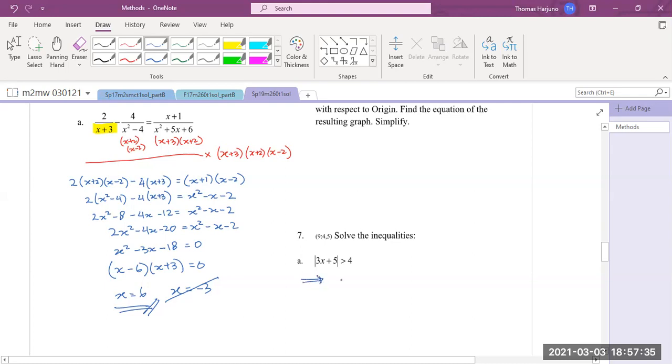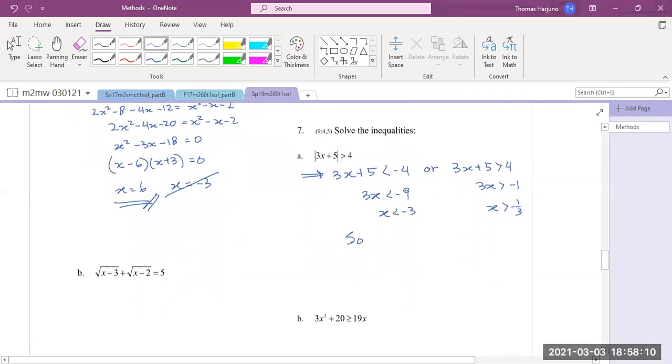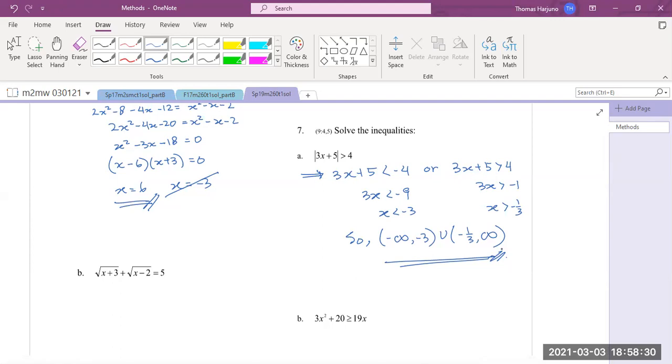Number 7A is actually supposed to be, consider this a bonus question. Yeah, absolute value of blah is greater than a positive number means that blah is less than negative 4 or that blah is greater than 4. And then solve it. 3x is less than -9, x is less than -3, or 3x is greater than -1, x is greater than -1/3. Now the solution should be written in interval notation unless I say otherwise. Okay, so the solution is negative infinity up to -3, union -1/3 to infinity.